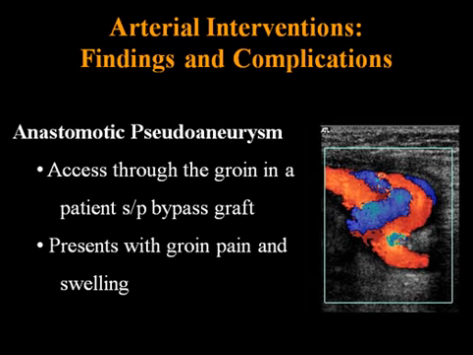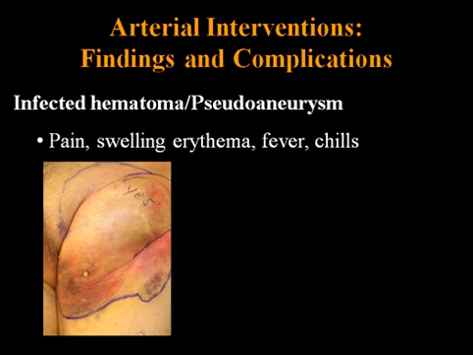Occasionally, you'll see patients who present with anastomotic pseudoaneurysms. Here's a patient who had catheterization with access through the groin, who had previously had a distal bypass graft. The patient presented to the vascular lab with groin pain and swelling, and this is the image that we acquired at the level of the proximal anastomosis, where you can see this large outpouching here. In fact, the pseudoaneurysm really enveloped most of the proximal anastomosis. This patient went on to have surgical repair of that lesion.